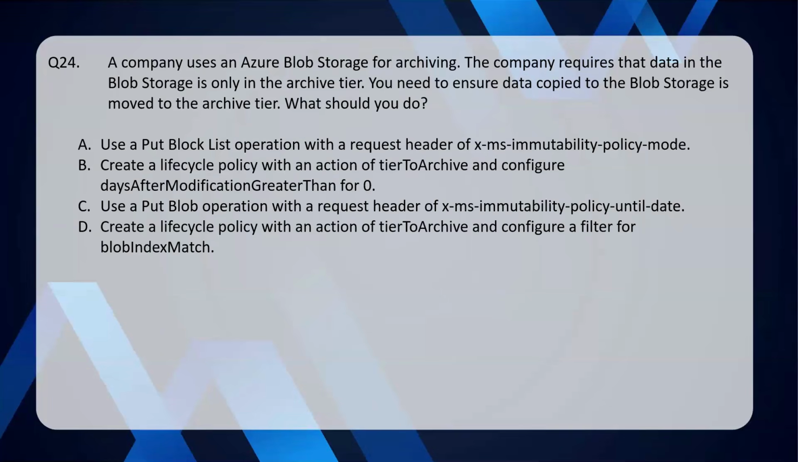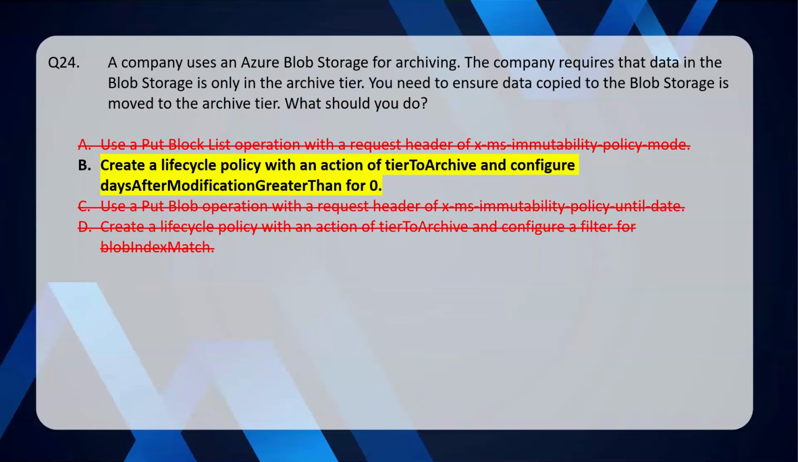Now friends, you want to ensure that any data copied to Azure Blob Storage is immediately moved to the archive tier. This can be best accomplished using a lifecycle management policy, so you can rule out option A and option C straight away. We know the action needs to be tier to archive as the goal is to move everything to the archive tier. You will need to configure days after modification greater than to 0, as this applies the action immediately after the blob is uploaded or modified. Now, a lifecycle policy with a blob index match filter targets specific blobs based on tags or index, but doesn't guarantee all blobs go to archive, which is why we have ruled it out.